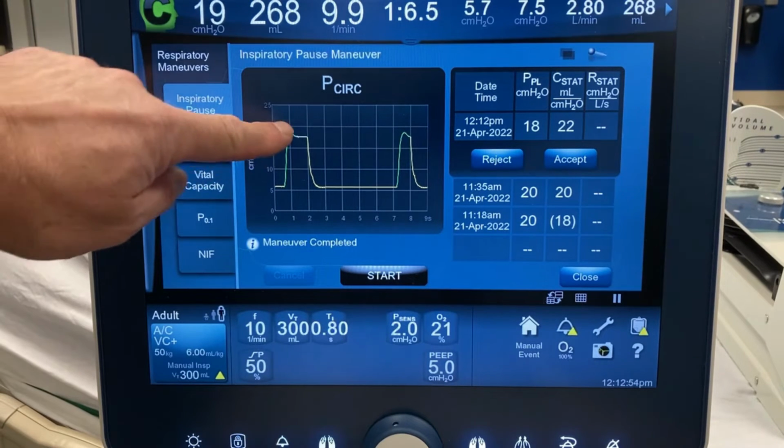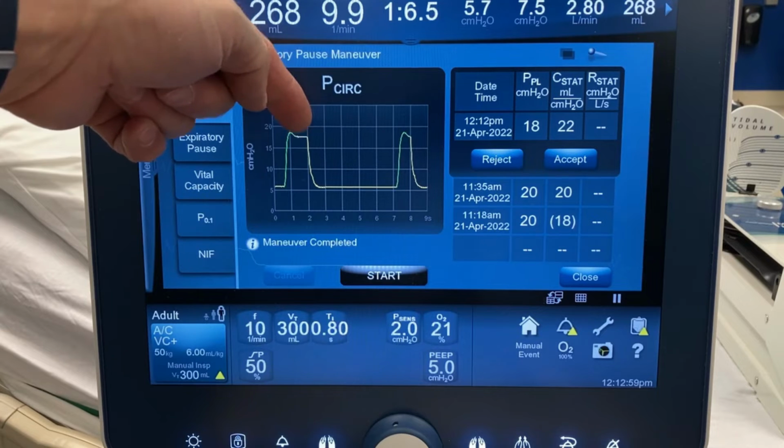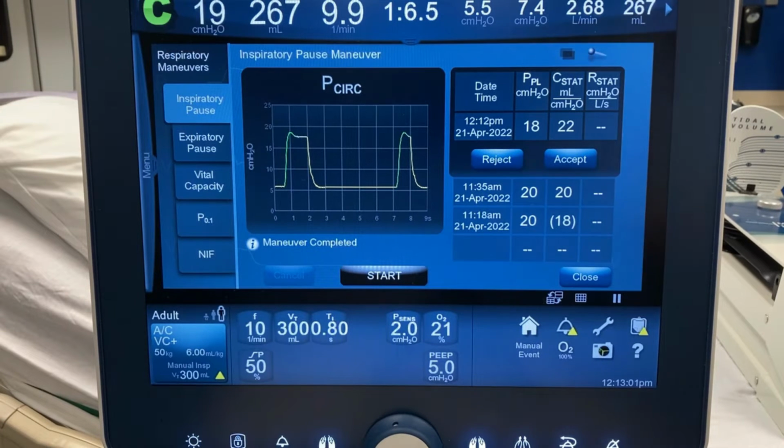So let's add some resistance. But here, look at our waveform. The peak and the plateau, the difference, is very minimal visually. So let's add our resistance.